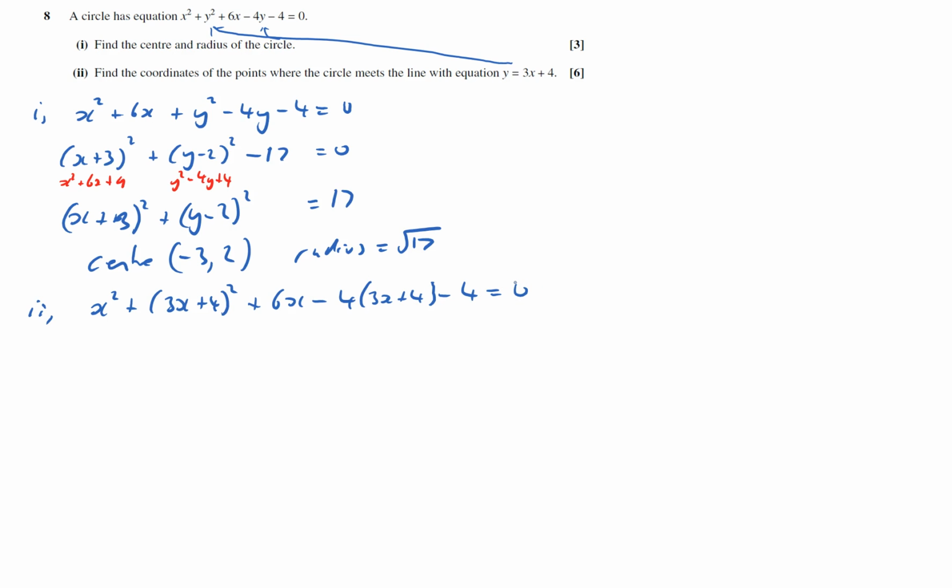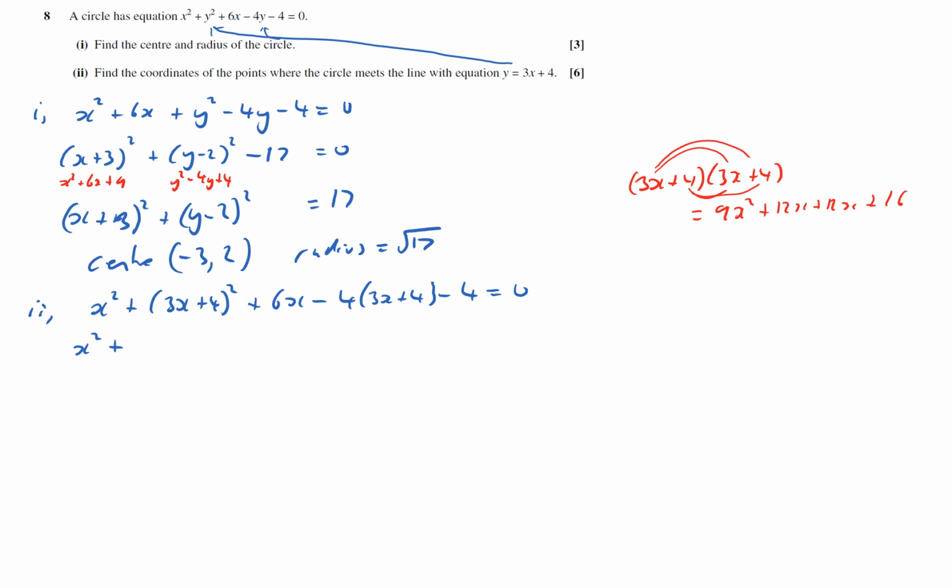So I now need to multiply all of this out. So that will give me x squared plus... Well, if you've got any doubts of not being able to do this, go across this side of the page and do it over the other side. 3x plus 4 times by 3x plus 4 will give me 9x squared plus 12x plus 12 more x's plus 16.